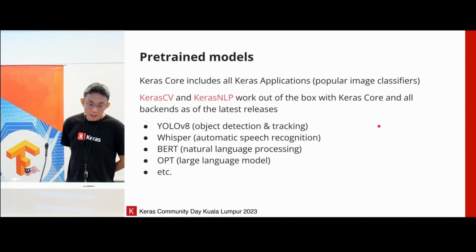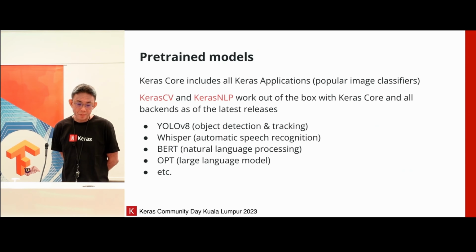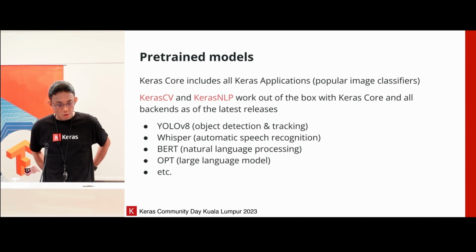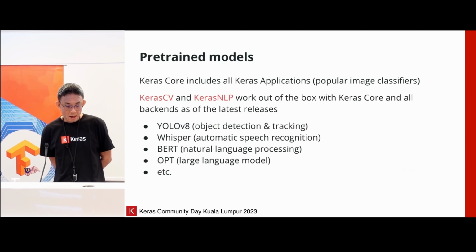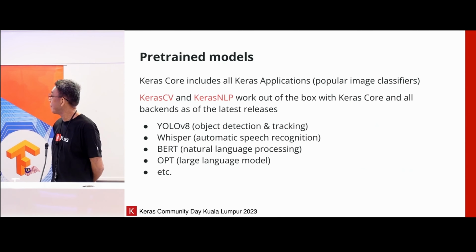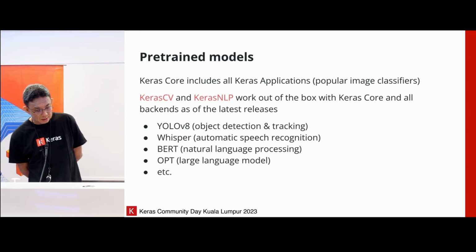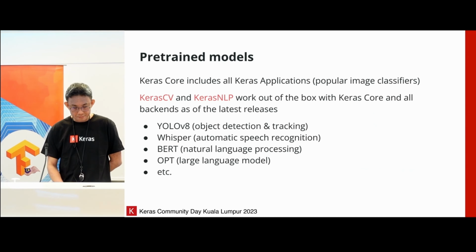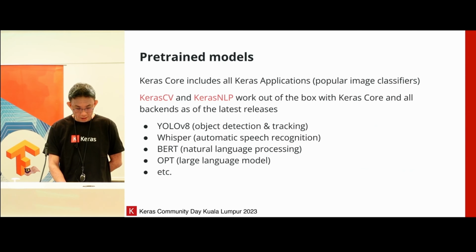Okay, and now Keras Core also includes some Keras applications. For example, now we have Keras CV and Keras NLP. They work out of the box with Keras Core, and it supports a lot of pre-trained models that are available out there. For example, if you are doing any object detection or tracking, you can use the pre-trained model of YOLO version 8. If you are doing speech recognition, you can use Whisper. Or if you're doing any NLP work, you can use BERT or OPT for any large language model. So other speakers later will talk about some of this Keras CV or Keras NLP.